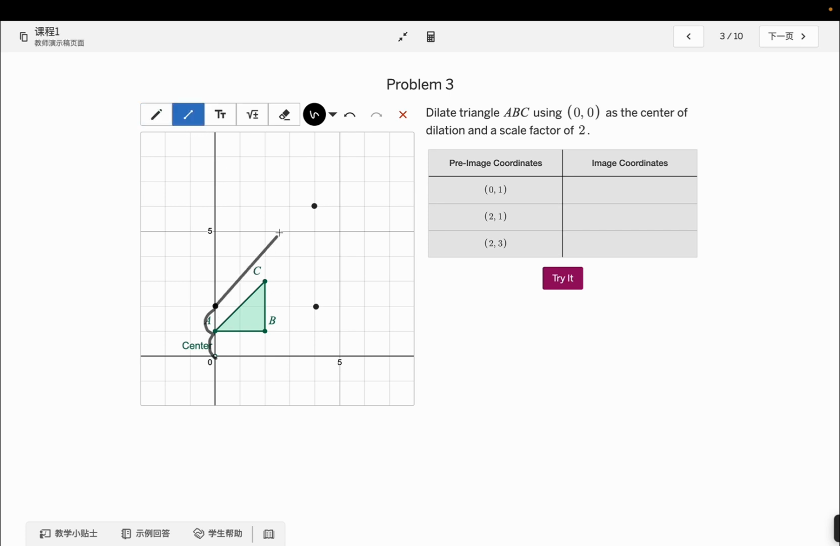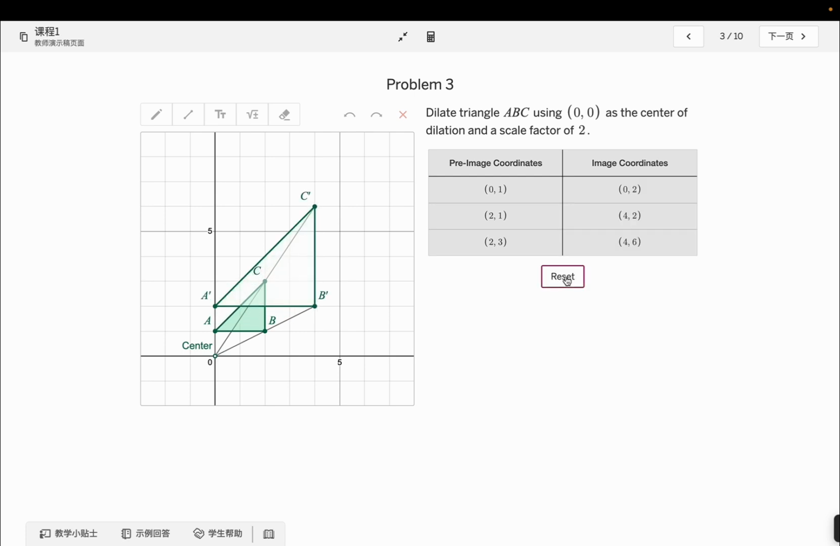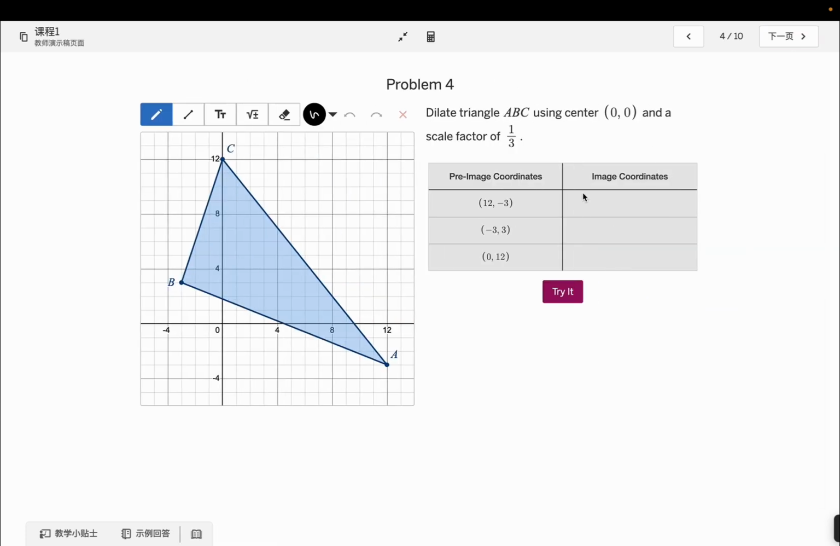So let's connect them. Then this will be the image. So for the coordinates, see, we got the correct answer. And we also get the image coordinates together. Now let's do the same for problem 4.